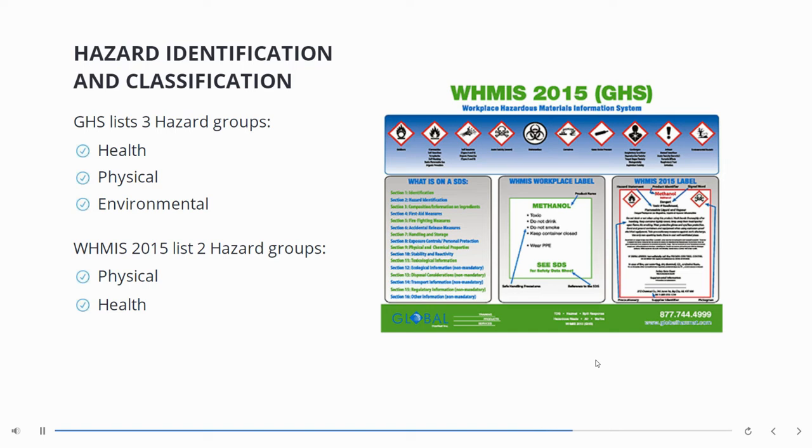It is important to note that the GHS Environmental Hazard Group has not been adopted in the regulations for WHMIS 2015. However, you may see the environmental classes listed on labels and safety data sheets, SDSs, including information about environmental hazards if allowed by WHMIS 2015.